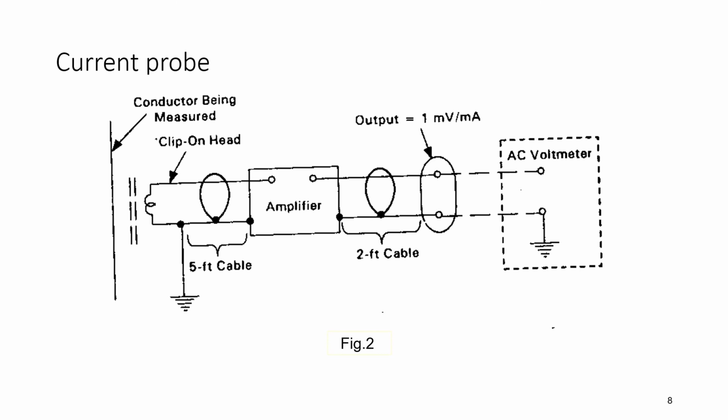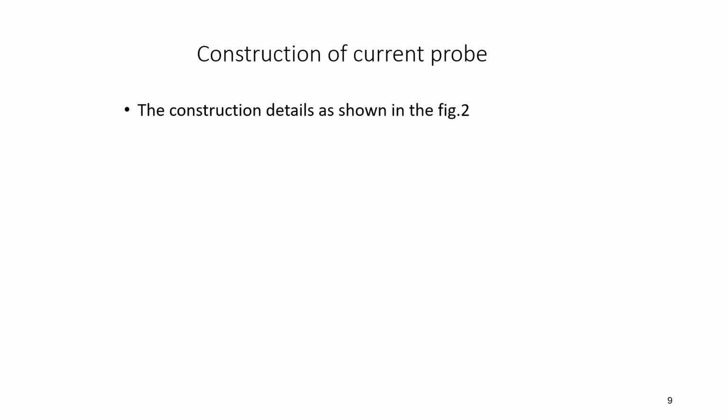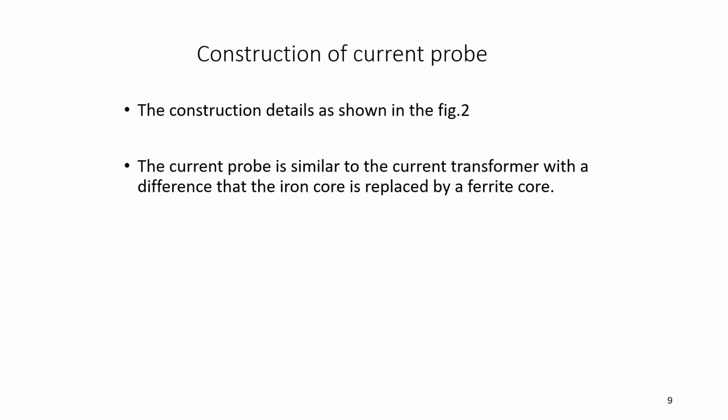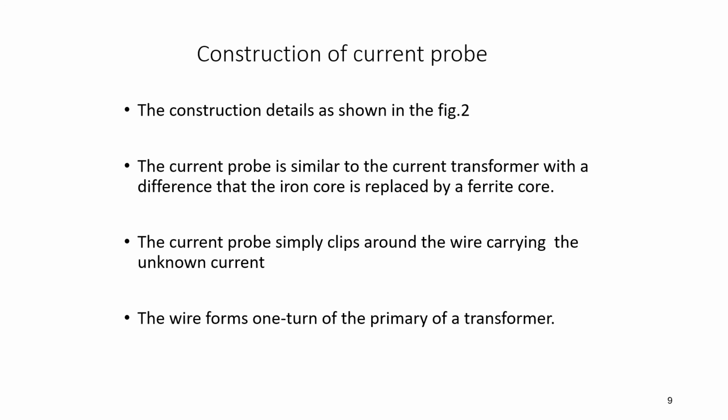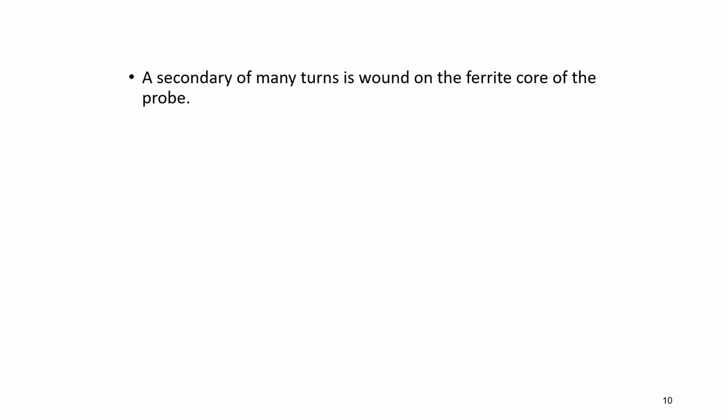So this is about the current probe, where we need not disconnect or open the circuit in which the current has to be measured. We can just clip on the current probe, through which we can measure the current flowing, which is given to the scope.